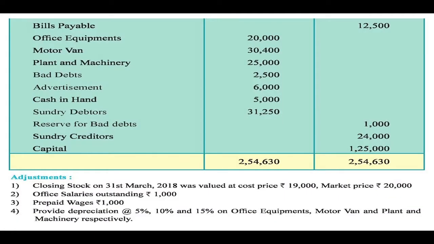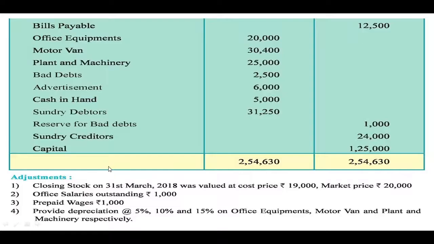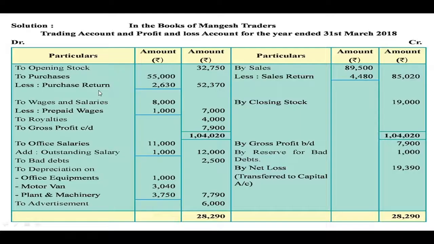Then bad debt. Bad debt is the loss because it is the amount irrecoverable from the debtors. So that is why we have to record it on the debit side of the profit and loss account, bad debt 2,500. Remember, whenever the bad debt is given in the trial balance, you don't need to subtract it from the debtors. If bad debt is given under adjustment, then only we have to give that effect. Then advertisement, it is the marketing expenditure. So it is indirect. It is recorded in the profit and loss account, advertisement.